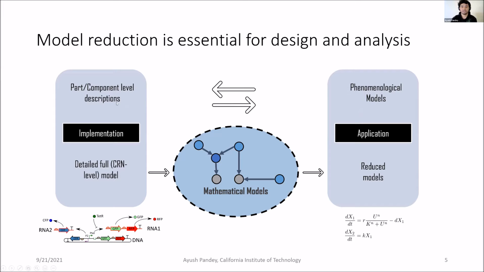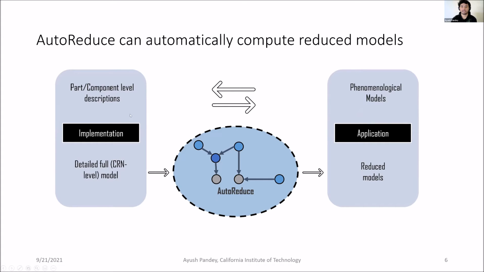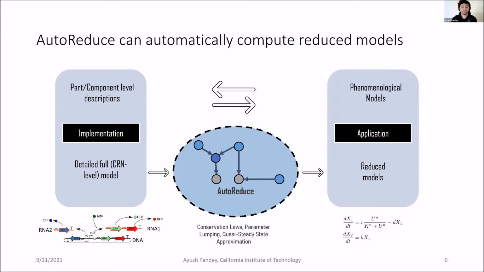So AutoReduce is a tool that can help to do that, and that is what we would like to demonstrate today. It can compute reduced models. For example, if you have a CRN, a chemical reaction network, on the left, and we apply conservation laws, parameter lumping, and quasi-steady-state approximations, we can derive reduced models for this system using this toolbox automatically. So I will demonstrate the tool at the end.